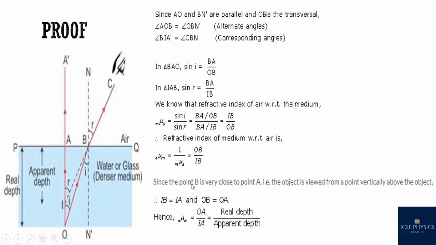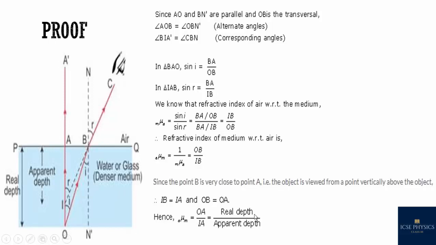I have earlier told you that point B is very close to A. So what we can say, IB is equal to IA. Similarly, OB is equal to OA. So substituting in place of IB, we can write IA. And in place of OB, we put OA. So in this formula, instead of OB, we will put OA, and instead of IB, we have put IA. So what is OA? OA is real depth.